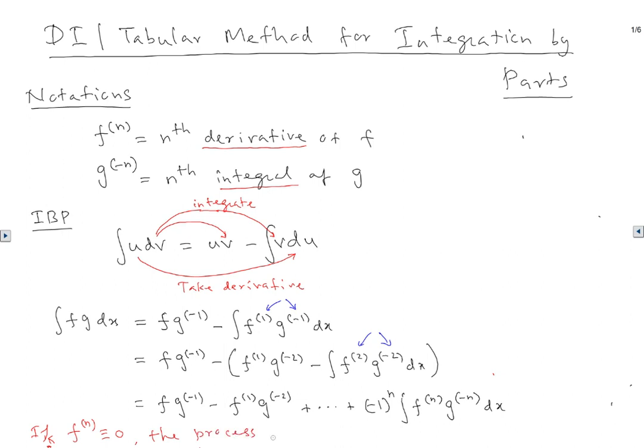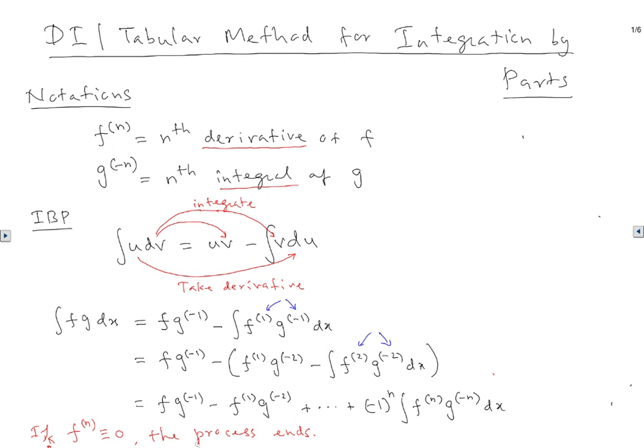So you can see the process ends. We can see that because if the nth derivative is 0, the process is going to end there. That means you're going to get the formula. Okay, and then you can use this idea.